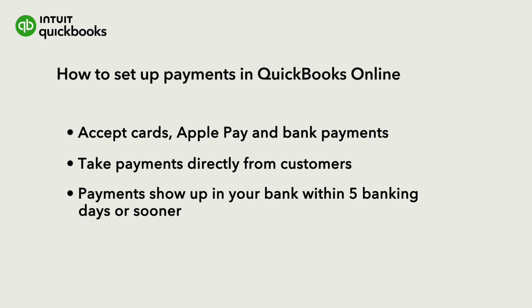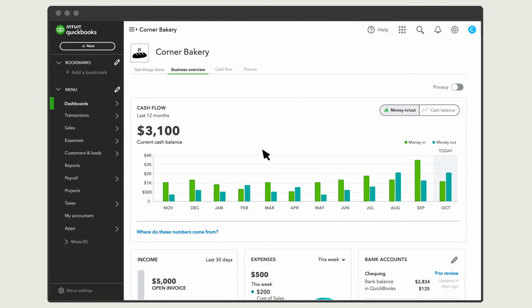Your first payment you take will show up in your bank within 5 days. After that, you should see payments deposit much faster. Let's go over how to sign up for payments and how you can get your funds faster.